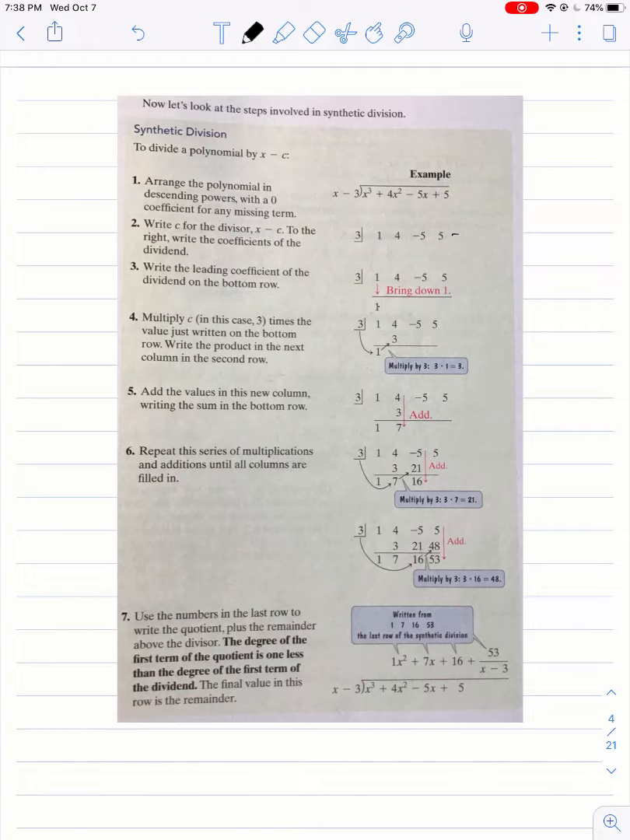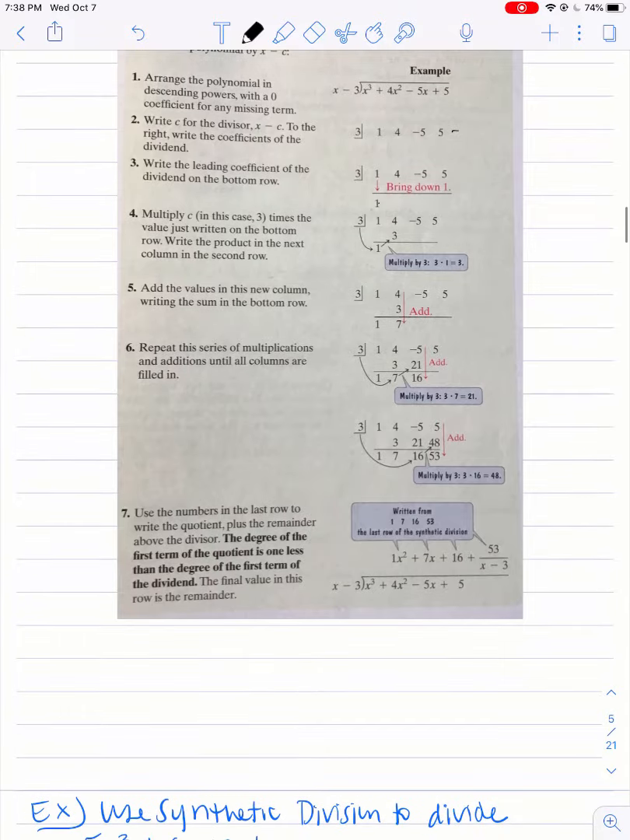So we did 3 times 1 is 3. And then we add the values in this new column. And then we write the sum in the bottom row. And then we repeat this series of multiplications and additions until all the columns are filled. And then basically our last number is our remainder. So this one is the remainder.